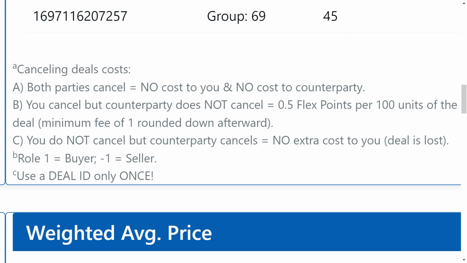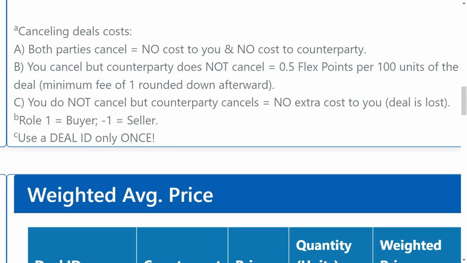Because remember, your flex points make your score go up or make your score go down. When you have more, you go up. When you have less, you go down, because it gives you flexibility in your negotiation. So very important. So what we have here is a penalty. This is case B. Case A, reminder, no problem. Both sides agree. Case B, you cancel, the other side does not cancel.